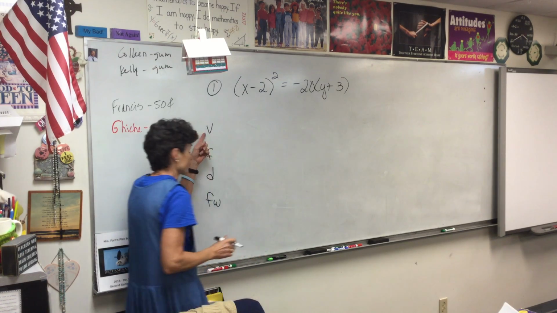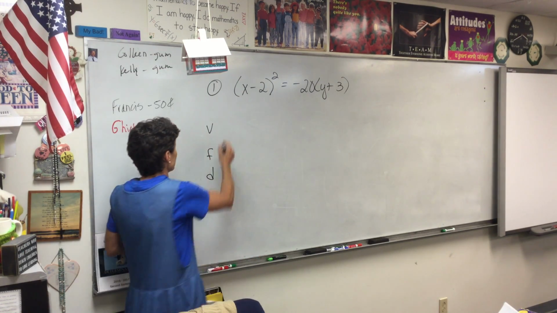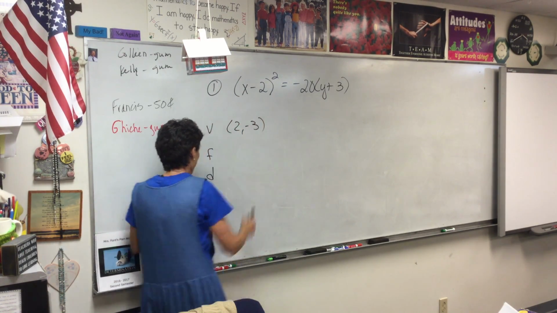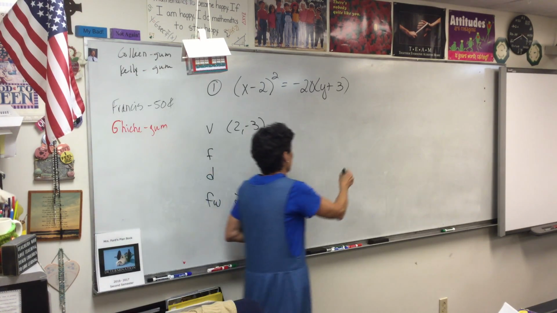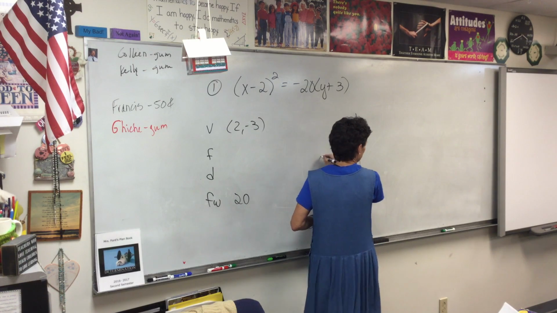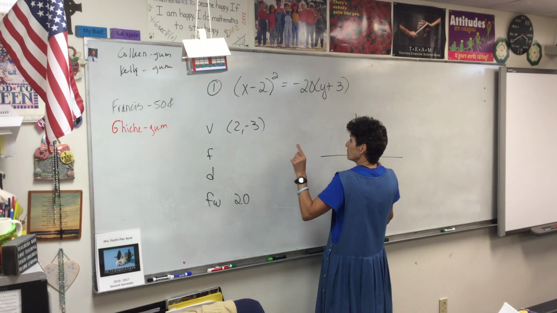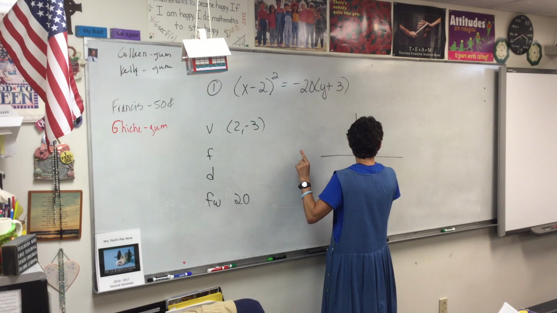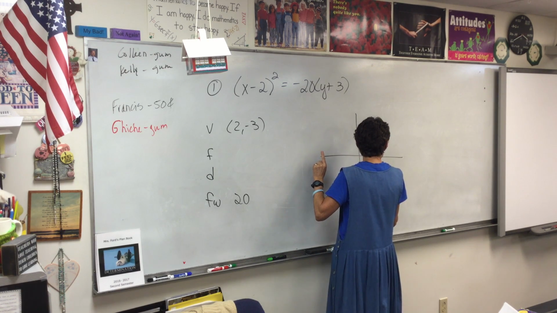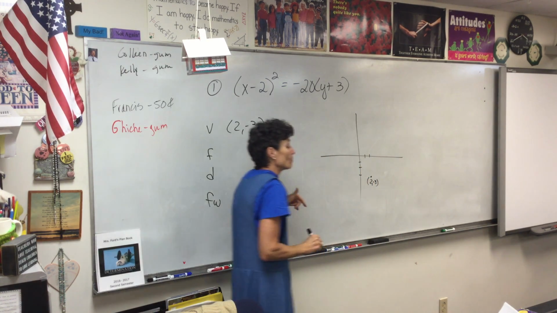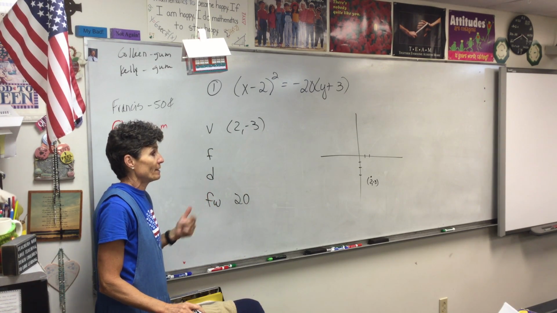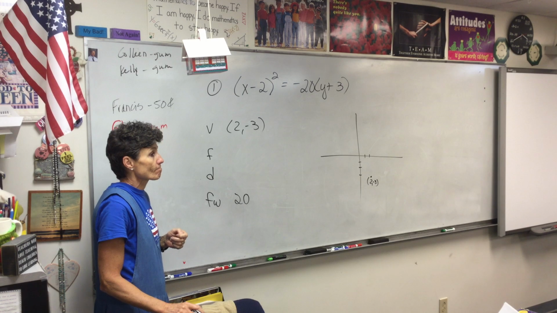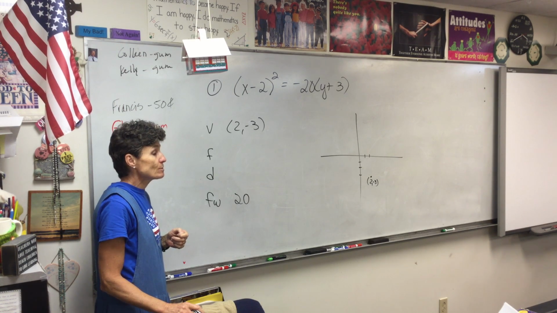Where's my vertex? 2, -3. What is my focal width? 20. Now, what? Oh, okay, here we go. 2, -3. Let me catch up. 2, -3. There's my vertex. Now, which way does this parabola open? Down. If you said down, you are right.